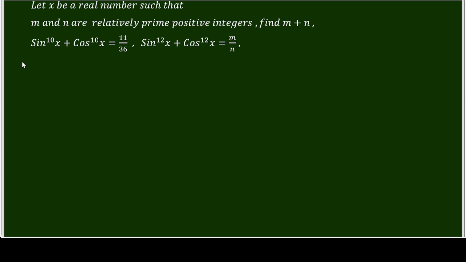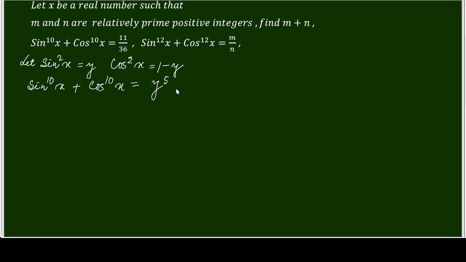So here, let sin^2 x be y, then cos^2 x equals 1 minus y. So the given sin^10 x plus cos^10 x equals y to the power 5 plus (1 minus y) to the power 5. This is given as 11 over 36.